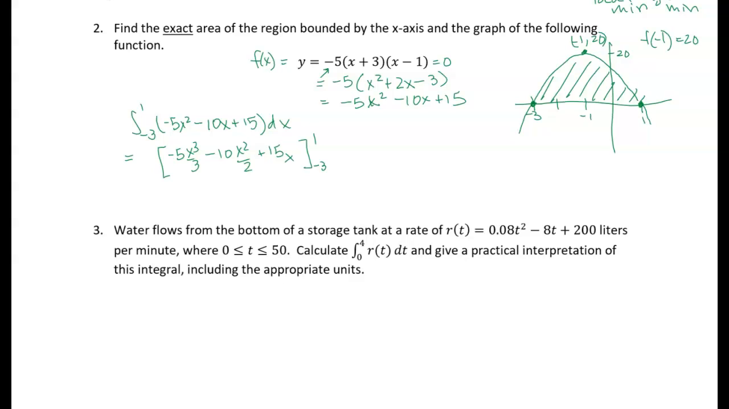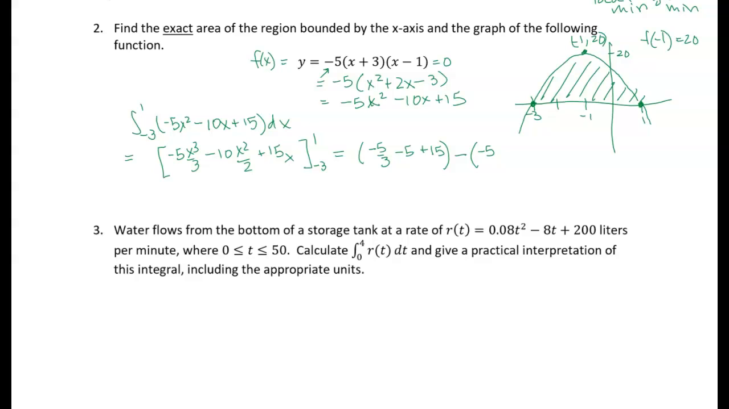All right, so we're going to use the fundamental theorem of calculus, and we're going to evaluate the antiderivative at those 2 points, f of 1 minus f of -3. All right, so let's start with f at 1. We get minus 5/3. And then when I plug in 1 to the second term, I get minus 10 over 2, so that's just minus 5. And then plus 15. Okay, and then I'm going to subtract the antiderivative evaluated at negative 3. Okay, so I have to be careful with sign errors here. Just write it out carefully and you won't have trouble, but it's really easy to make a sign error here.